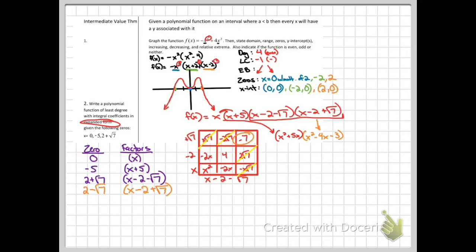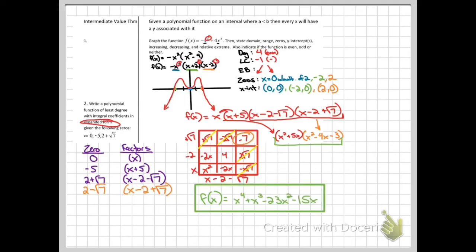You have one more area diagram to do. Multiply that out, and you will get your final function in expanded form, integral coefficients, least degree. So make one more area diagram. I'm not going to show my work, and see if you get what I get. Okay, after you multiply it out, hopefully you got the same thing as me. Another thing to remember, f of x, we wanted a polynomial function, so make sure you include the f of x notation in order to get full credit.